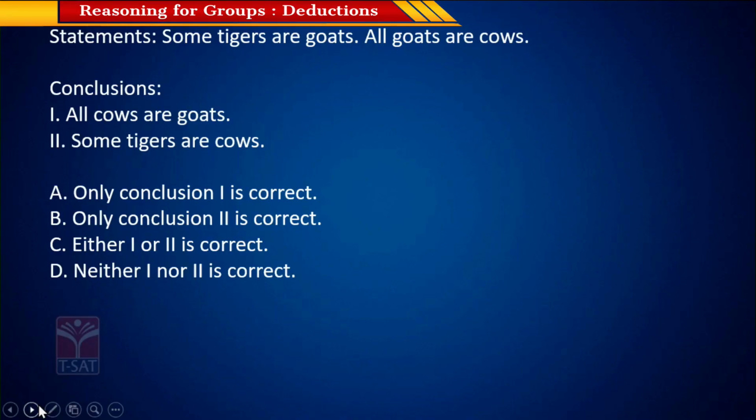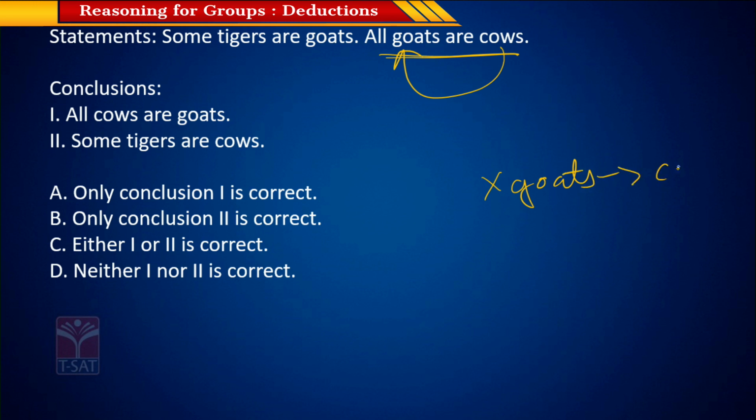Some tigers are goats, all goats are cows. Let's see the conclusions they are talking about. The first one is all cows are goats. They are saying all goats are cows, right? That doesn't definitely mean that all cows are also goats, because there can be X number of goats, and they're all cows.